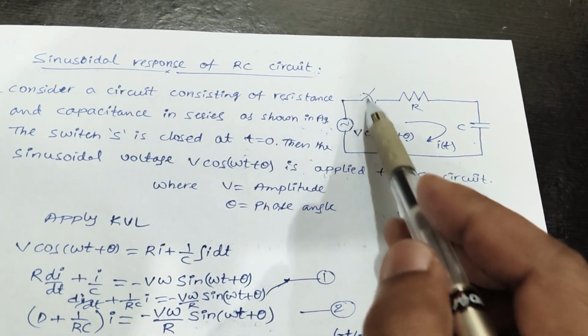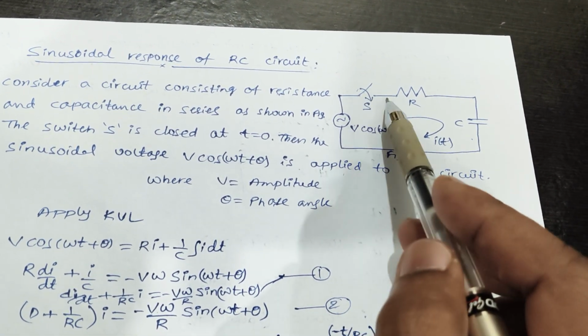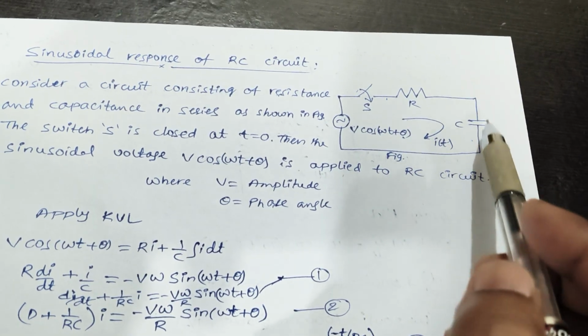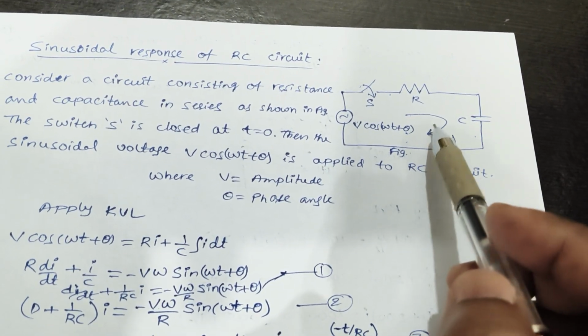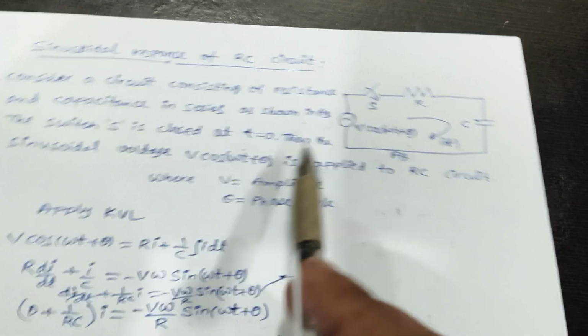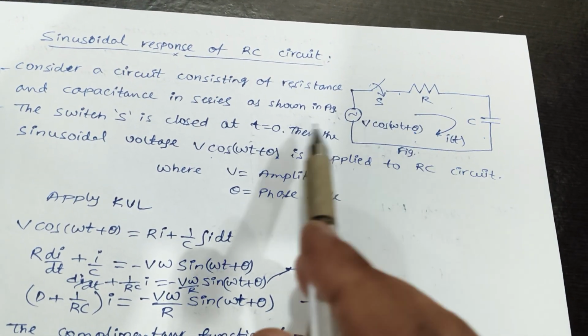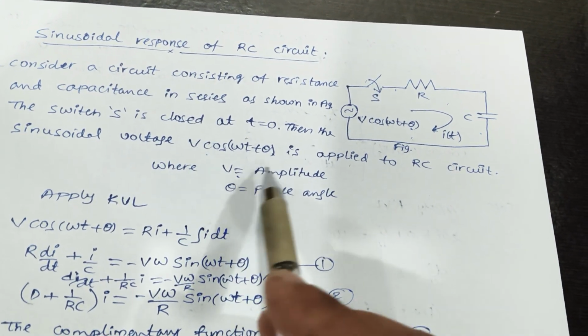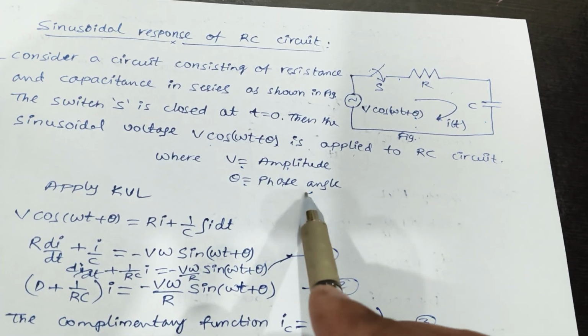When the switch S is closed at t equal to 0, it will form a loop, and we need to find this i of t. The sinusoidal voltage V cos(omega t plus theta) is applied to this RC circuit. In this, V is the amplitude and theta is the phase angle.